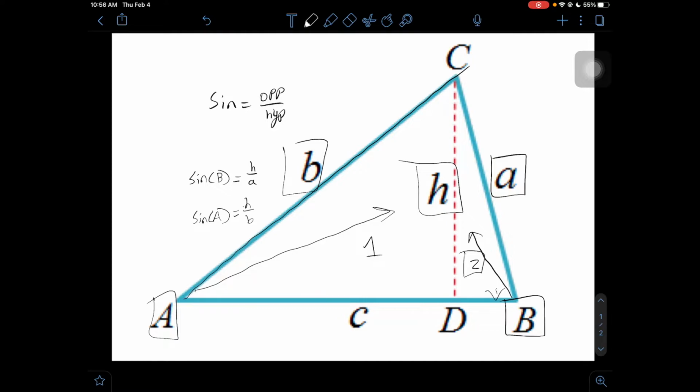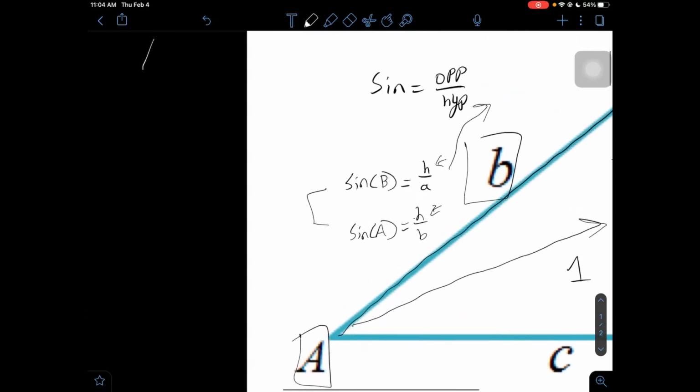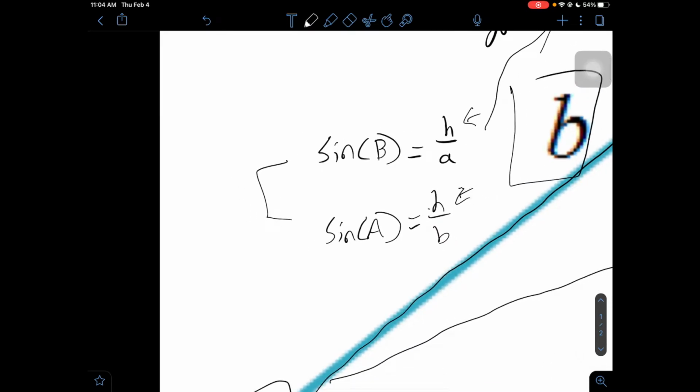We want to make both these equations equal to each other, and we can see they both have a common value of h. We need to think about how we can set both equations equal to h. In order to set both sine of B and sine of A equal to h, we need to multiply by the denominator on both sides. If we multiply by b, the b is eliminated on the right side, and then we have a b on the left side. So this becomes b sine of A equals h.